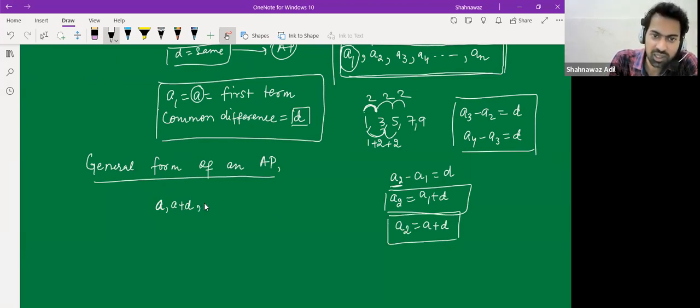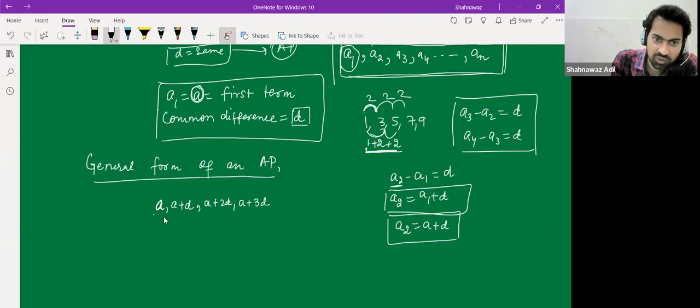And you tell me what would be the next term? A3. So A3 would be how much with respect to this A and this D? Just see here: A plus D plus D, which is A plus 2D. And then the next term would be A plus 3D.